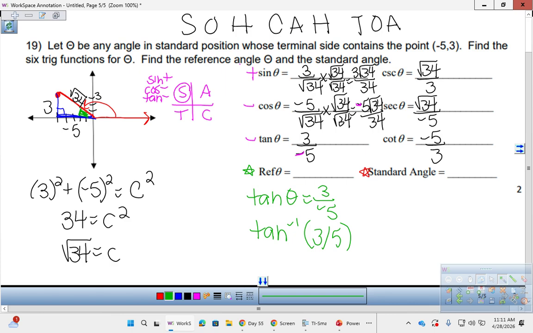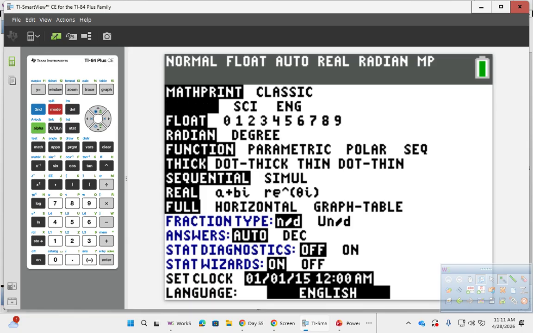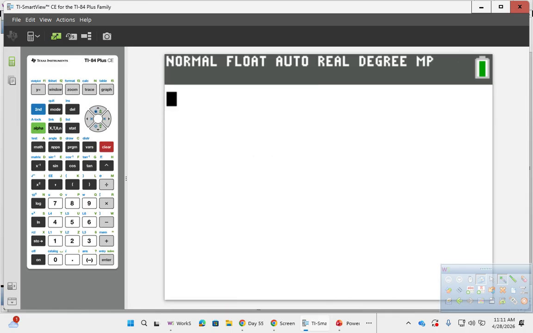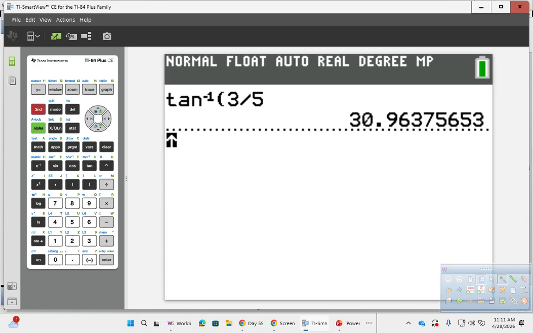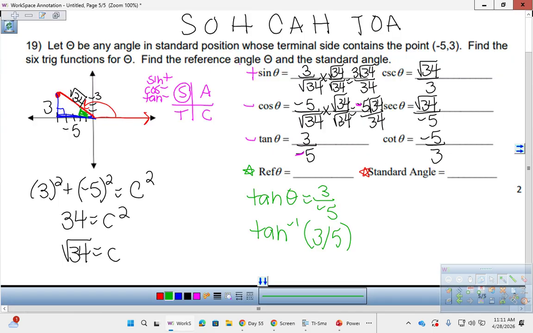So I'm going to do the tangent inverse of 3/5. Just make sure your calculator is in degree mode. Mine's in radian mode right now. So if I do the tangent of 3/5, I'm going to get something weird. So I'm going to make sure I'm here. And tangent inverse of 3/5 gives me this. If I do the tangent inverse of -3/5, you see it's really similar. It's just negative. Okay? The reason it's negative is because that's giving you direction. You don't want the direction. You just want the angle. So the reference angle is, we'll call it, 31 degrees.